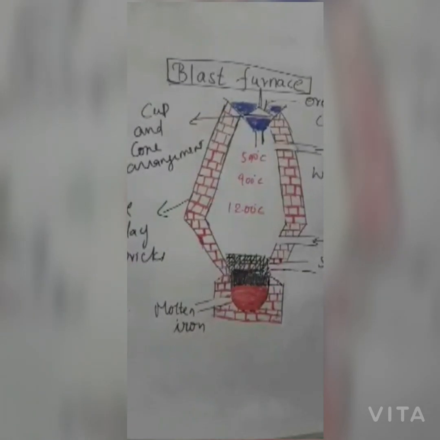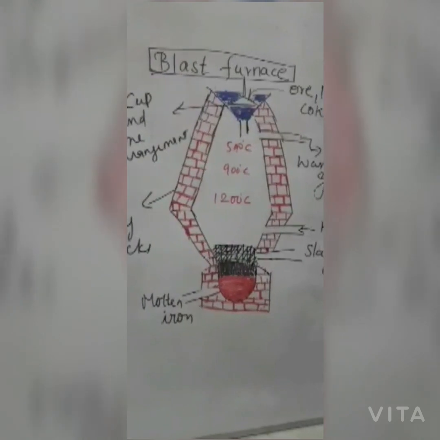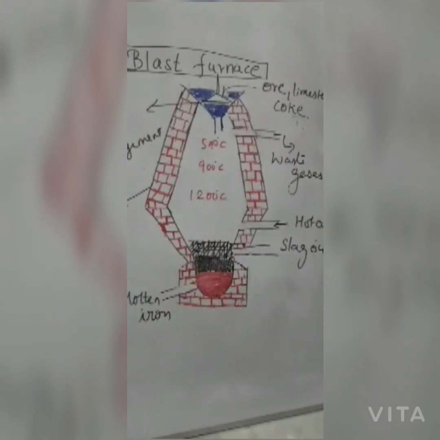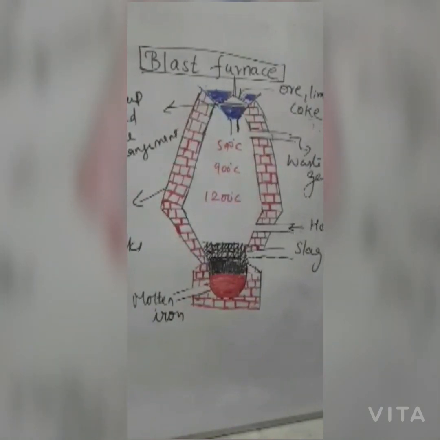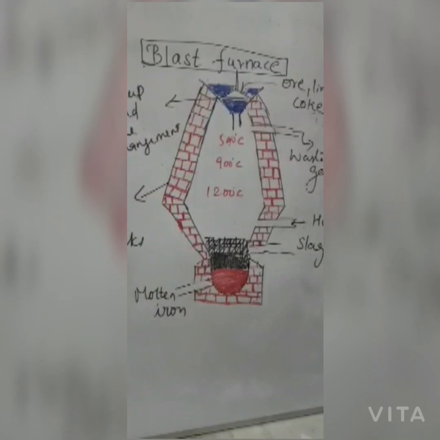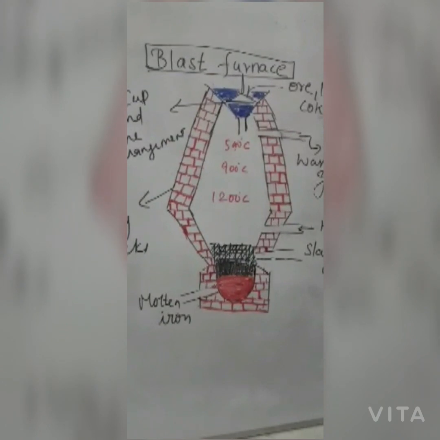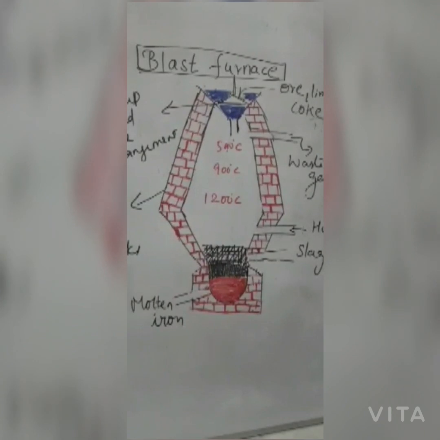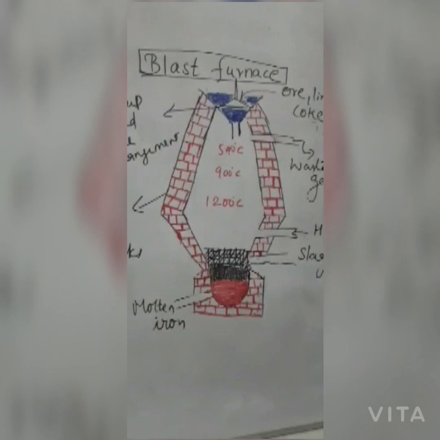Here is a diagram for a blast furnace used for manufacturing or extracting metals from their ore. The raw materials such as ore, limestone, coke are added into the furnace through a cup and cone arrangement. Okay, and the metals are extracted in the molten form at the bottom, and you could see the unwanted byproducts are formed in the form of a slag at the top of the molten metal. This slag has to be removed from the metal.